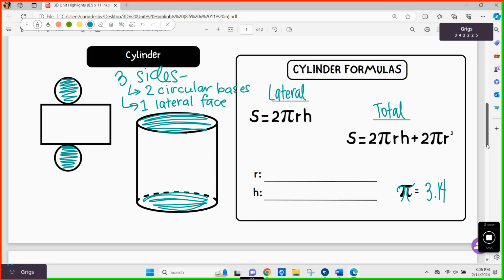Just for funsies. What do you think R would stand for? Radius, which we're going to talk about what that word means. And then H stands for Height of the Base. Circle base. Height of the base that extends from the circle.